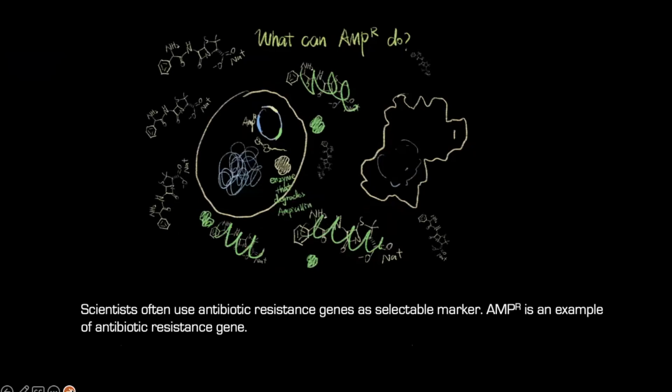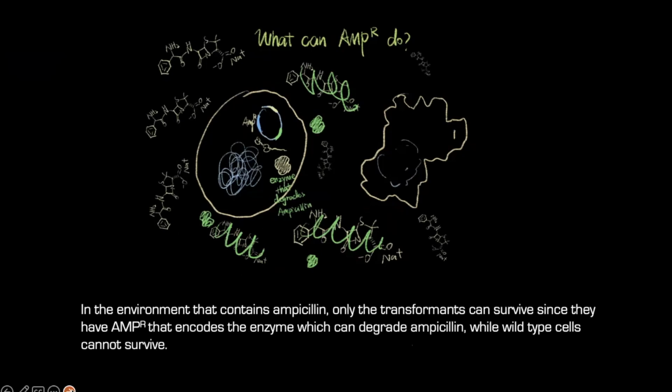Scientists often use antibiotic-resistance genes as selectable markers. AmpR is an example of an antibiotic-resistance gene. In the environment that contains ampicillin, only the transformants can survive since they have AmpR that encodes the enzyme which can degrade ampicillin, while wild-type cells cannot survive.